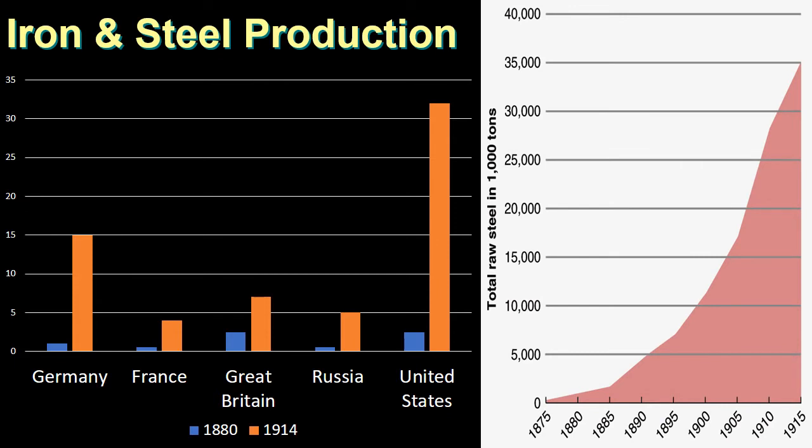The graph on the left identifies the amount of iron and steel produced by 5 major countries between 1880 and 1914. As you can see, production increases significantly. The year 1914 was chosen because of World War I. These major powers were building up their navies during this period in preparation for war. The graph on the right identifies the amount of steel produced just in the U.S. between 1875 and 1915. By 1915, the U.S. is producing over 35 million tons of steel, far surpassing any other industrial power in the world.